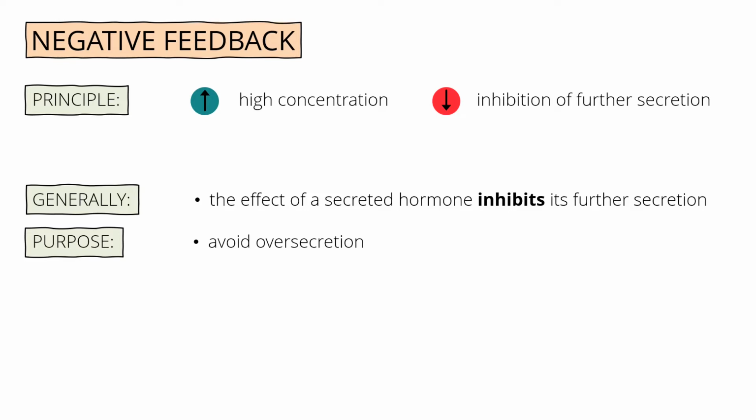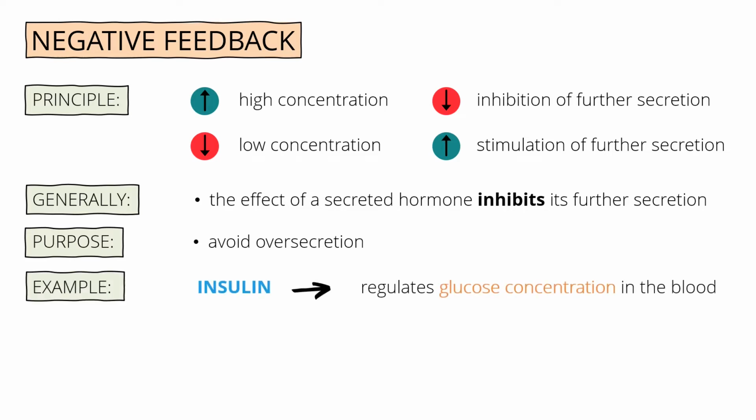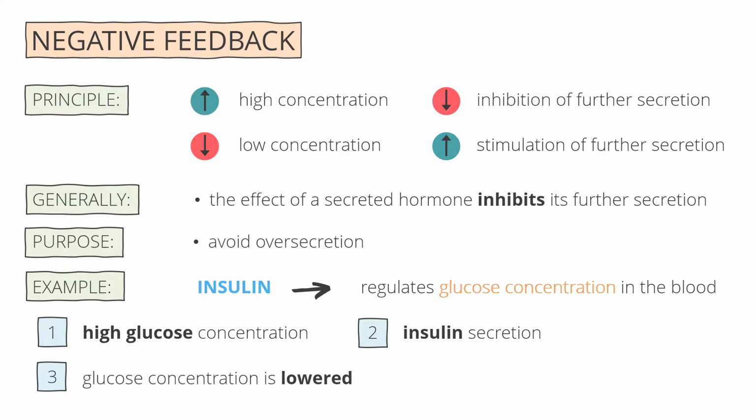But it can also work the other way around. When there's just too little of the hormone, its further secretion is stimulated. A classic example is insulin. You know that insulin regulates the concentration of glucose in the blood. When there's a high glucose concentration, insulin secretion is stimulated. This lowers the glucose concentration, and we don't need that much insulin anymore. So instead of further stimulating its secretion, we do the opposite, inhibit it because it's no longer needed.